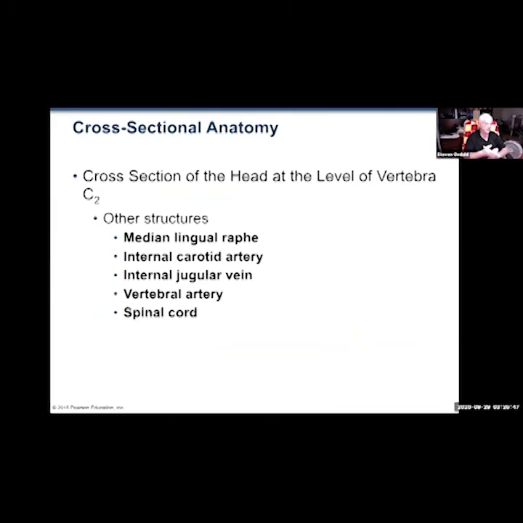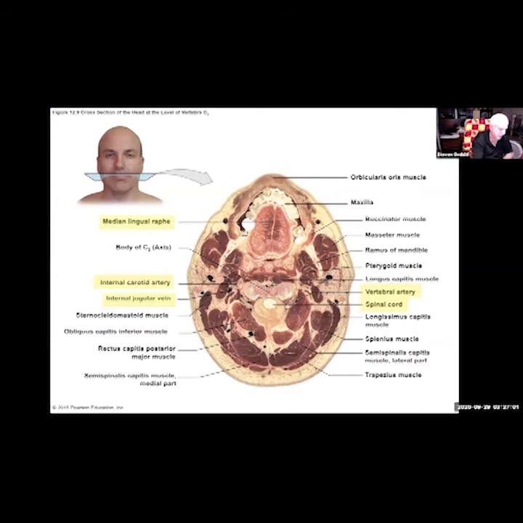Other structures we're going to find at the level of C2: the median lingual raphe, internal carotid artery, internal jugular vein, vertebral artery, and the spinal cord. Spinal cord is easy to identify. It's a white space. There's your spinal cord. The vertebral artery is this little dark dot right there. Your internal jugular vein is this dark dot right here. And this is your internal carotid artery, that dot right there. And the raphe are the ridges on the roof of your mouth. You can see those cut through at that section.